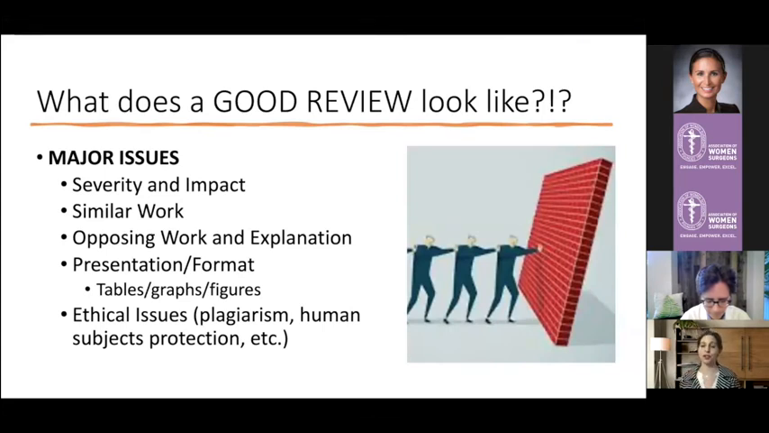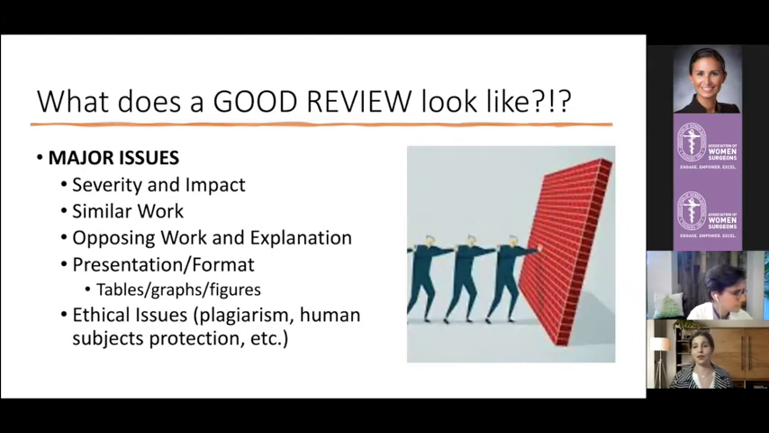So the first thing I'll start with after the summary are the major issues, because these are places where you may stop. This may be where we're talking about things that make this an unpublishable article. And so should you find major issues with the manuscript, you want to talk about their severity and the impact upon the publishability of that paper. You want to talk about, does the article reference similar work? Has it ignored important papers that already exist in the field? Does it address opposing work and explain why their conclusions are different from previous work?